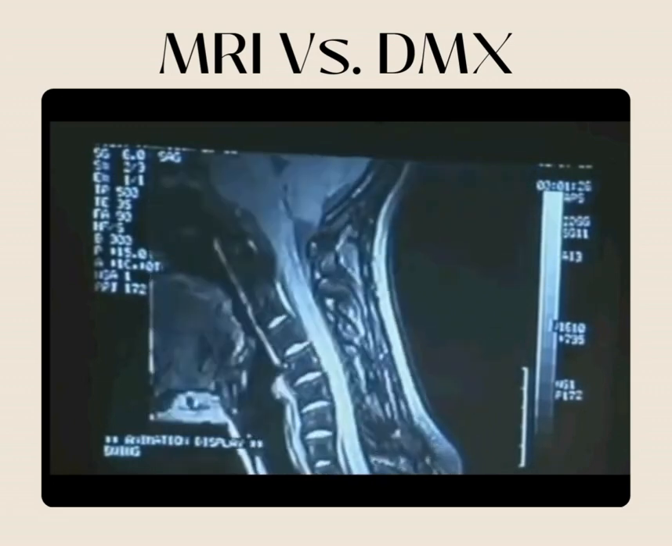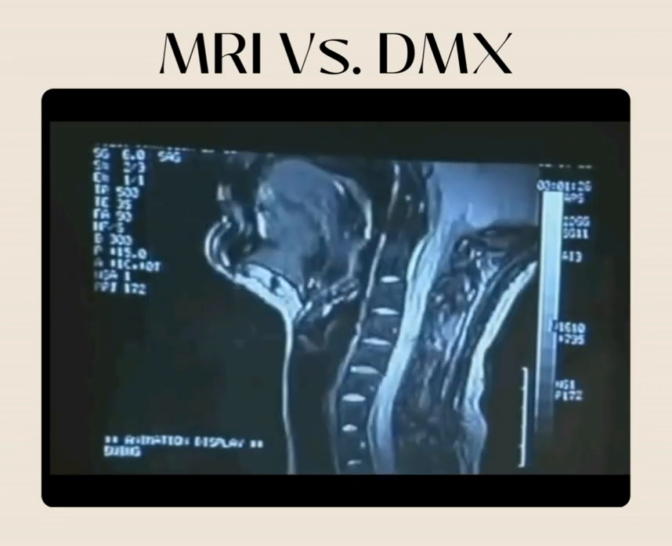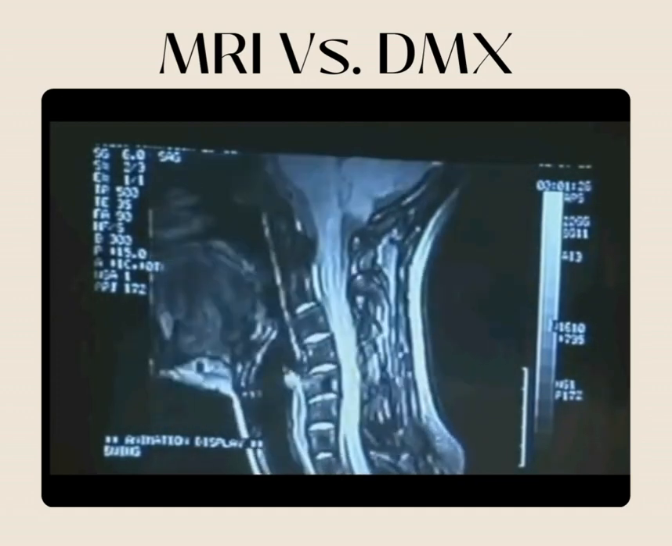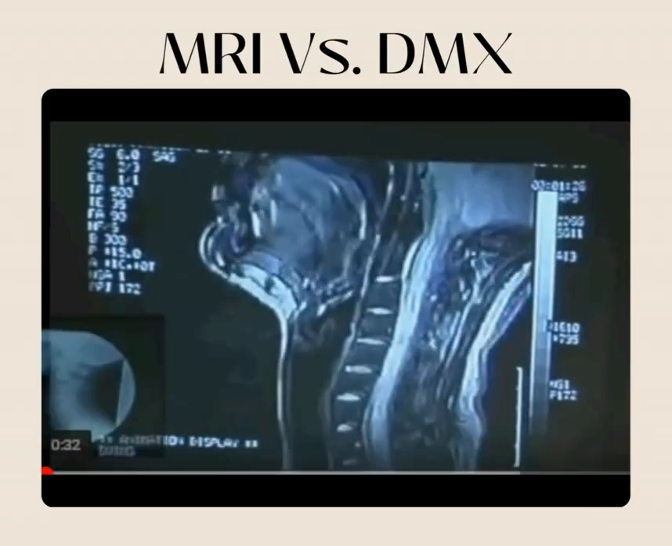So I just want to point out there is a major difference. Because a lot of lawyers will say, oh, we use motion MRI. And I go, well, there really isn't motion. And let me tell you why it doesn't find the injury. Next, what we're going to see is DMX, or digital motion X-ray.